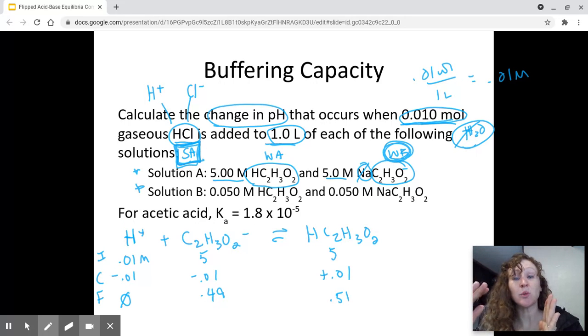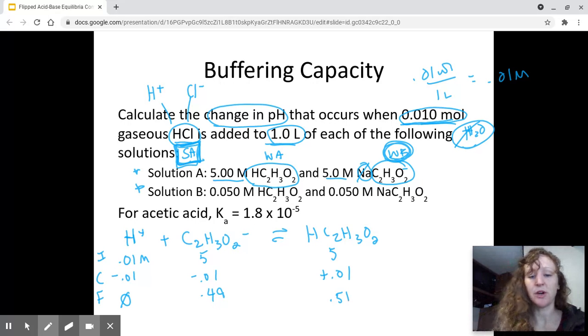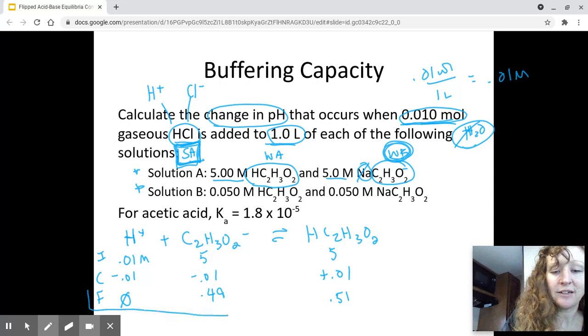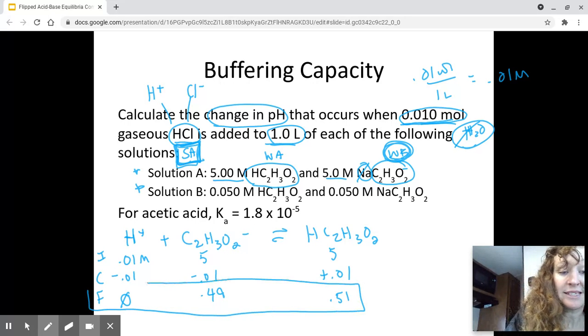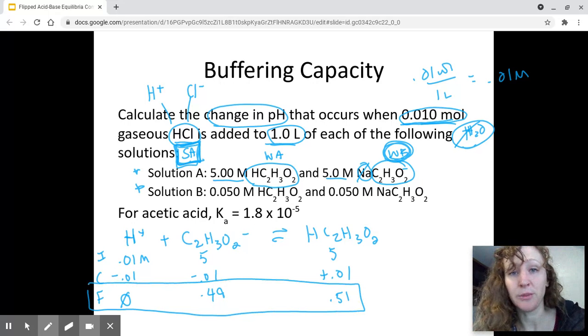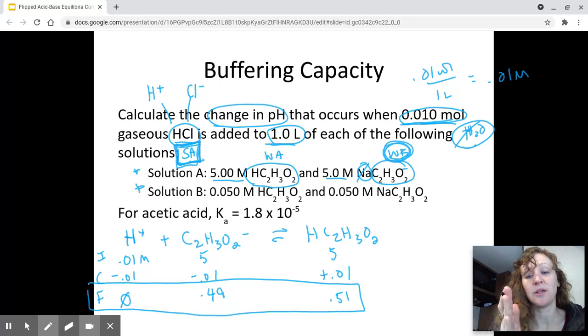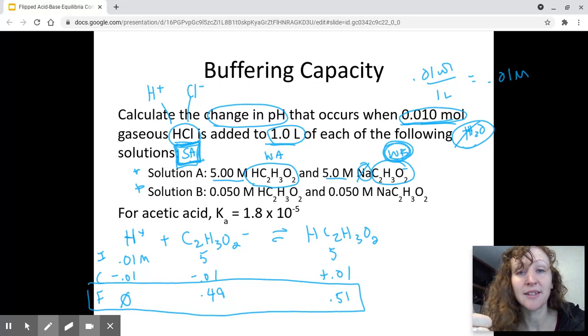Now it's going to swing back to equilibrium. So here are my final amounts. These are not at equilibrium. It has to swing back to equilibrium. So now we need to figure out what we have at equilibrium. We have a weak acid and its conjugate base present. Can you use Henderson-Hasselbalch? Yes, you can.